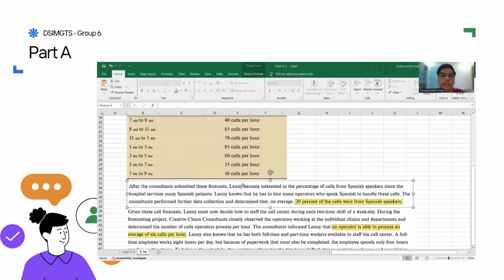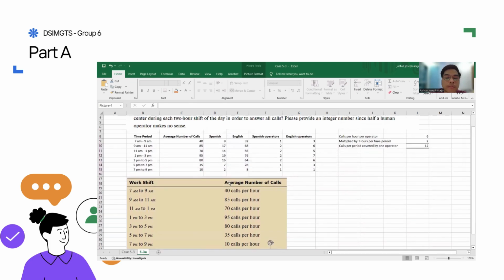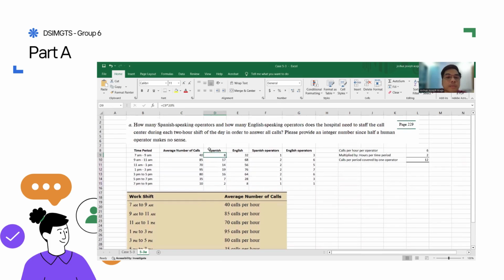So the problem states that 20% of the calls were from Spanish speakers. So to get the average number of calls of Spanish, we multiply the average number of calls by 20%. So in this column, C9, which is the average number of calls for time period 7 a.m. to 9 a.m., multiplied by 20% gives us 8. And then the rest, which is 80%, would be English speakers. So C9, which is 40 times 80%, that would be 32.